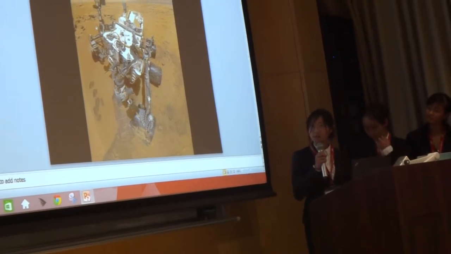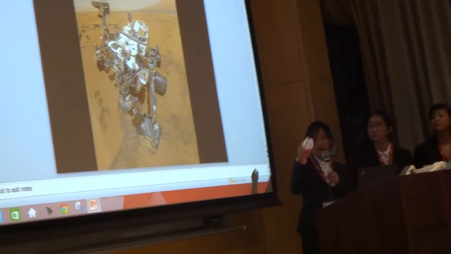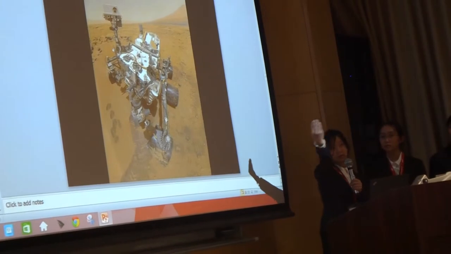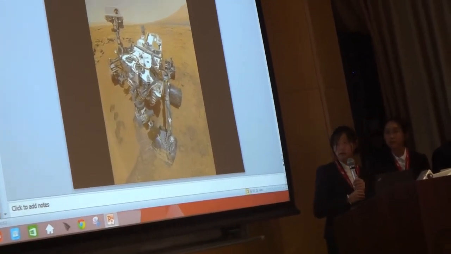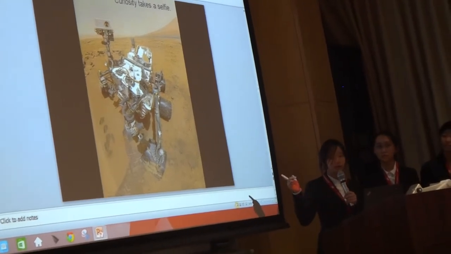So this is a selfie that Curiosity took. So it had a camera up on its arm and it rotated around and took multiple images. So it's basically a mosaic, which is why you cannot see the arm in the photo.